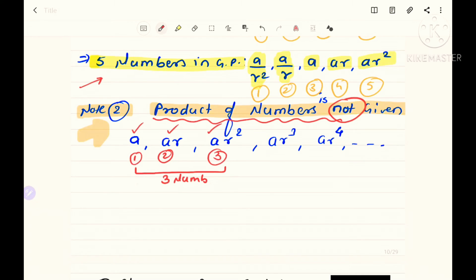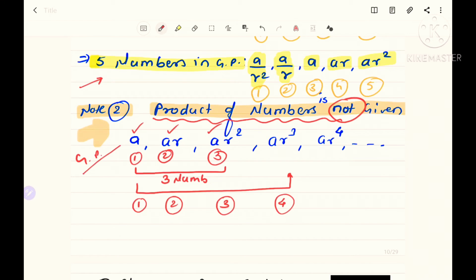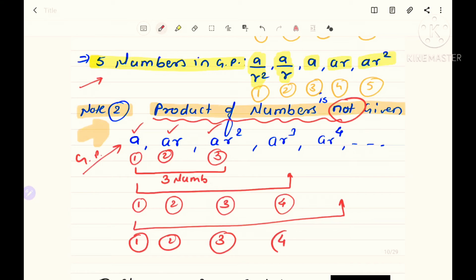What if it is a question of 4 numbers in GP? Just extend this. This is the first number A, second number AR, third number AR square. Just add one more: fourth number is AR cube. This is the ordinary way that you have to select the numbers if the product is not given. You know that this is the way that we represent a geometric progression. If it is a question of 5 numbers in GP, then the first number is A, second number is AR, third number is AR square, fourth number is AR cube, and the fifth number is AR raised to 4. So this is the way that you have to select 5 numbers in GP if the product is not given.